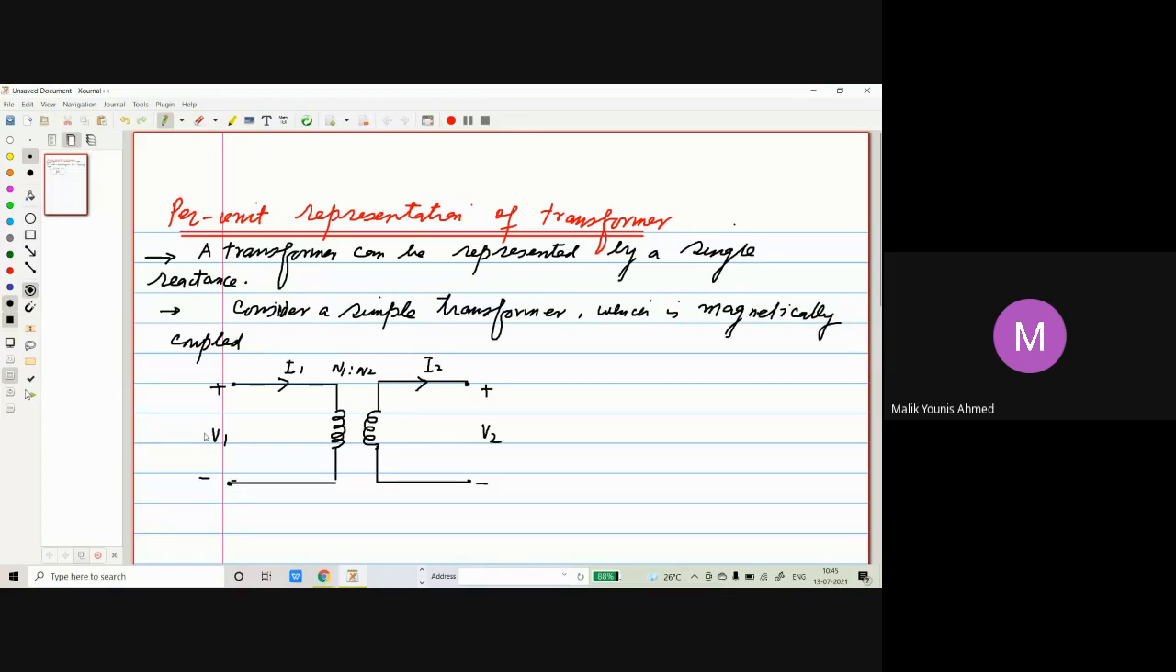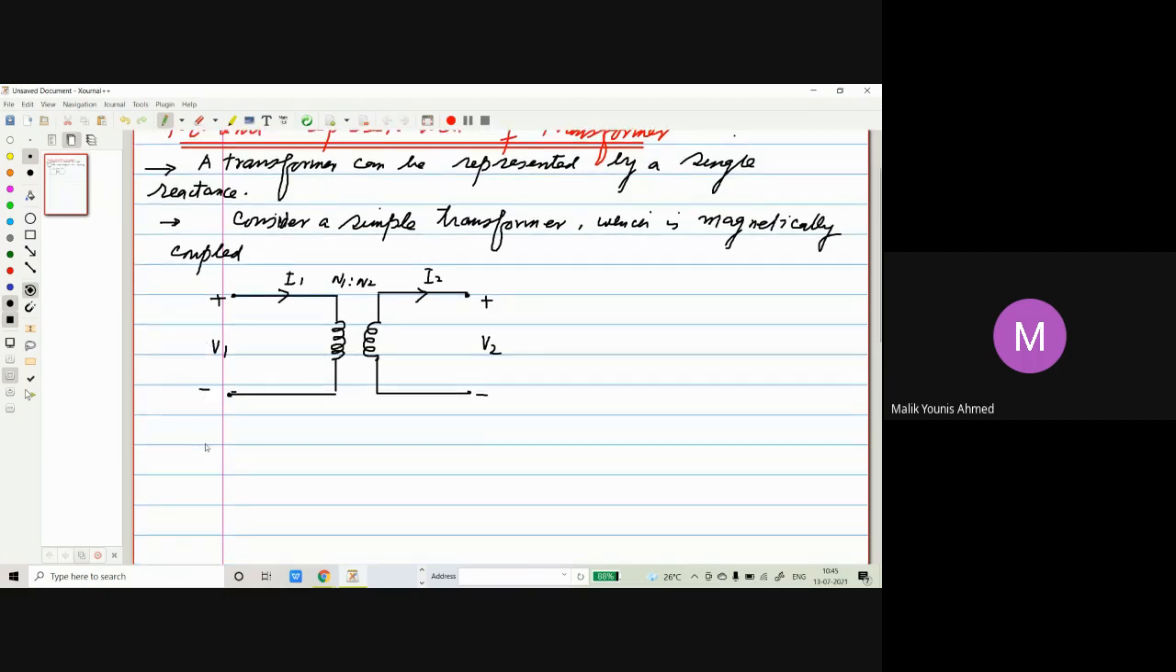These are the turn ratios. N1 and N2 are the turn ratios. V1 and V2 are the voltages on the primary and secondary side, and I1 and I2 are the respective currents flowing through the primary and secondary side.